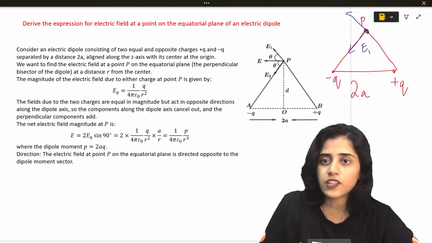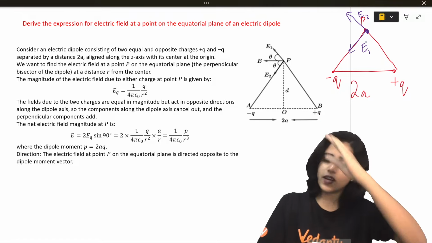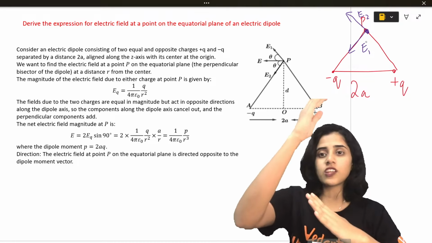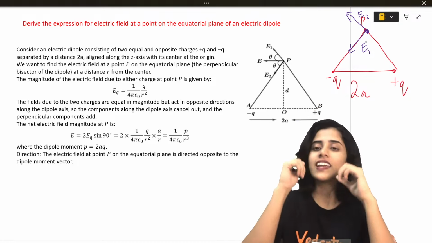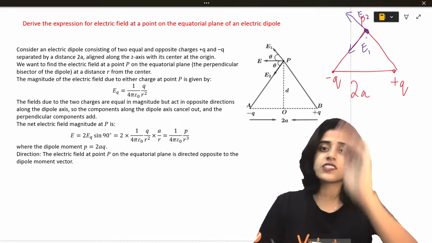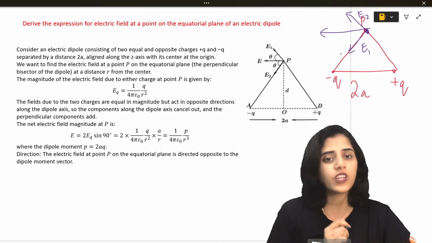So this is the direction of electric field for plus Q. There is E1 along minus Q, E2 along plus Q. Why are the directions opposite? See, for a negative charge, electric field lines are pointing towards it. For a positive charge, the electric field is away. Now this is the resultant electric field.